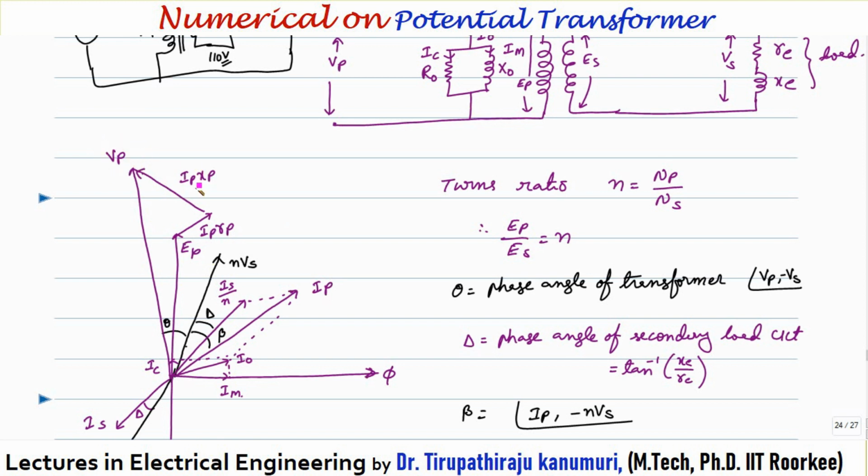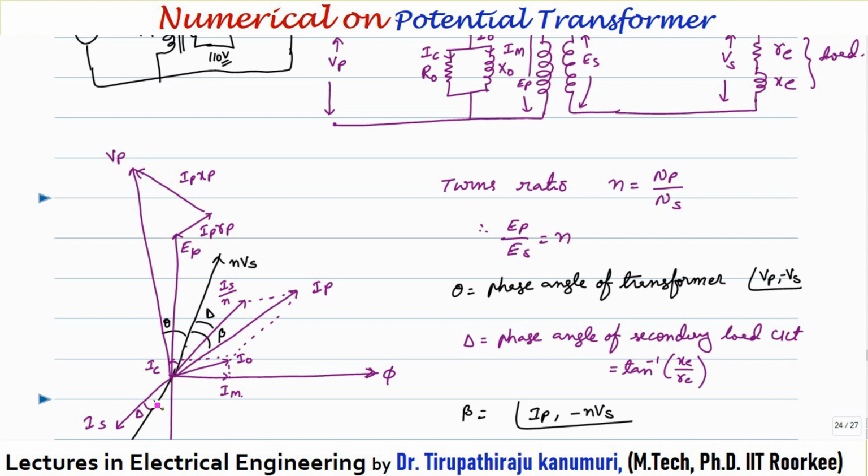So now coming to the primary current, the primary current is the sum of the secondary current referred to the primary side, which I am representing by IS by N or IS dash. For that I have to add the no load component I0. That gives my resultant value of the primary current. So this resultant value I have to use.